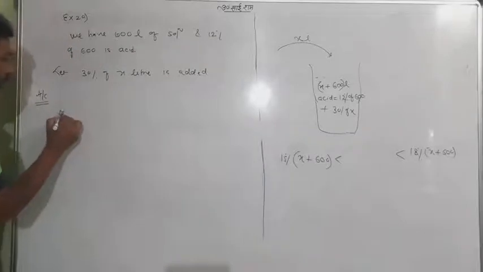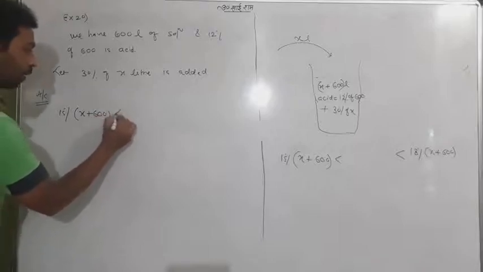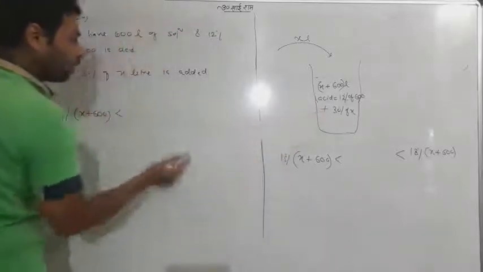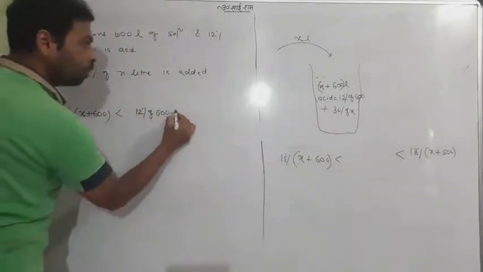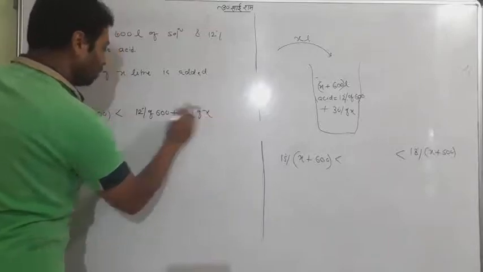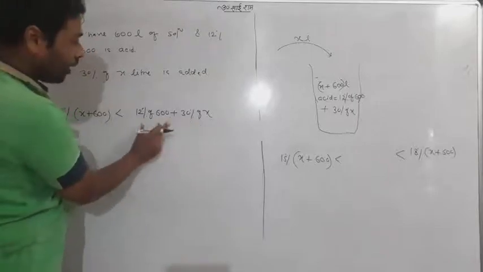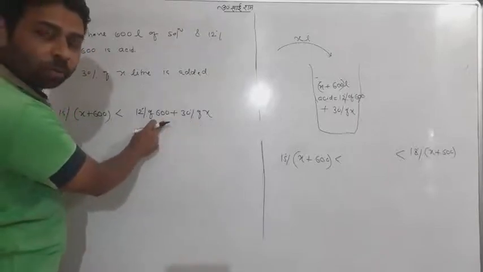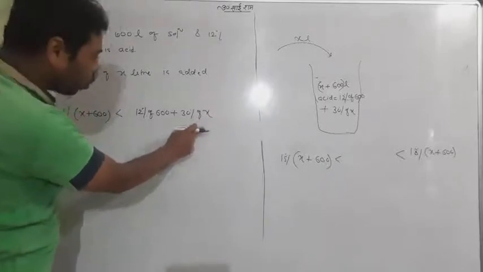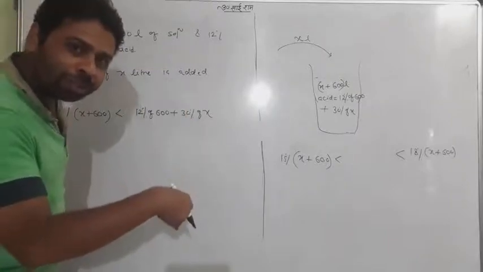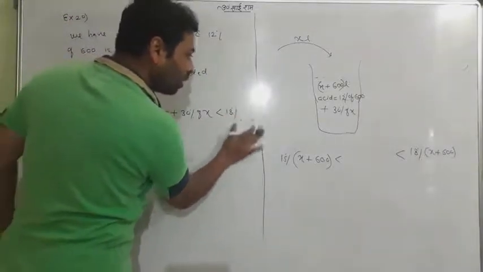So I'll write here 15% of (X plus 600), and the obtained acid content is 12% of 600 plus 30% of X. This is from the question. Initially 12% of 600 acid content was there. We added 30% of the X liter solution to it. So the total acid content was this one, and according to the question, this acid content lies between 15% and 18%. I don't think it's a tough one, students.